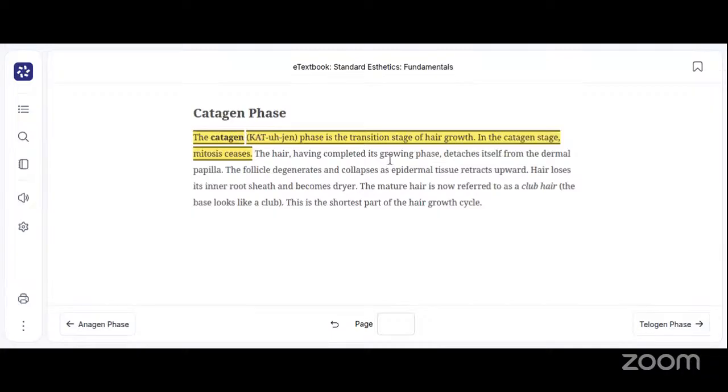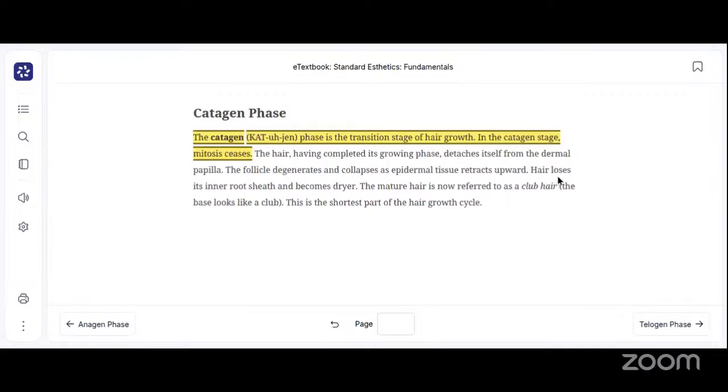In catagen, the hair detaches itself from the dermal papilla that it feeds off of, and the follicle degenerates. It shrinks and collapses as epidermal tissue retracts upward. So it starts to push that hair out, and everything is getting ready to shed. The follicle starts to collapse and tighten, whereas before it was wider to hold the growth span and the mitosis multiplication. Hair was always growing; now it has started to collapse, close up, and push everything upward.